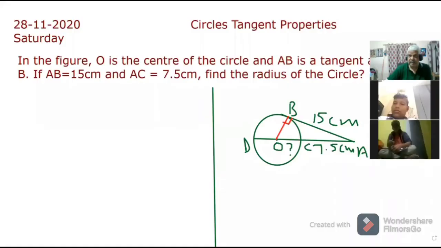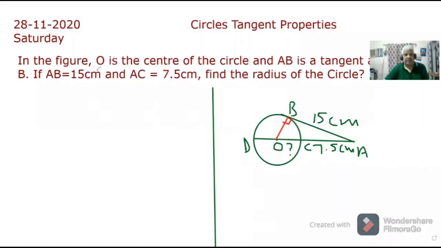Okay, children. So here the problem they have given is: in the figure O is the center of the circle. AB is a tangent at B. If AB equals 15 centimeter and AC equals 7.5 centimeter, find the radius of the circle. According to the question, I have taken the diagram. O is the center of the circle and AB is tangent. The given measurement is 15 centimeter and AC measurement is 7.5. You have to find the measurement of OB, that is the radius, they said.